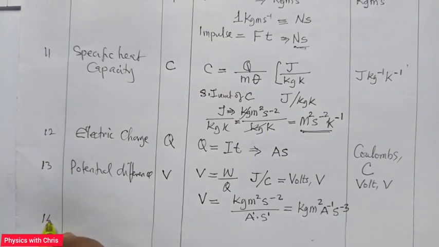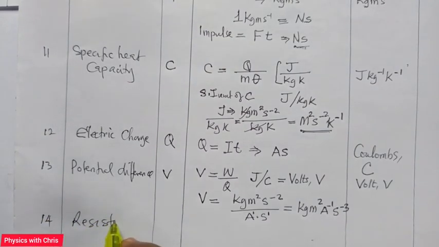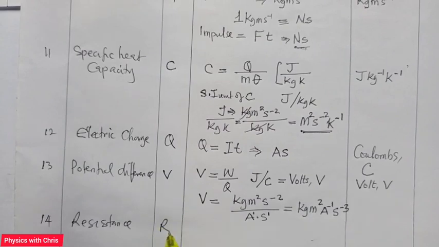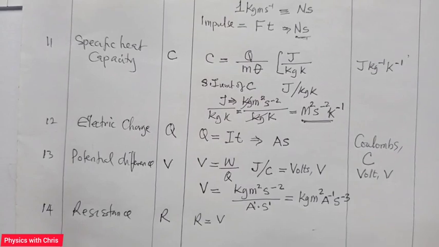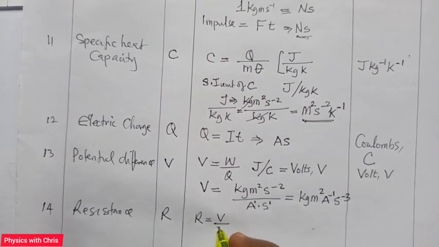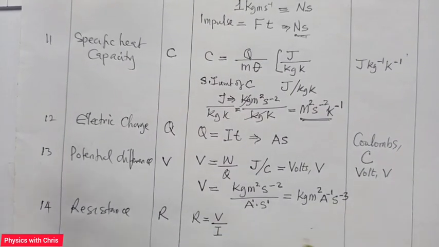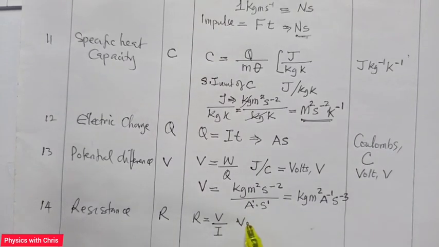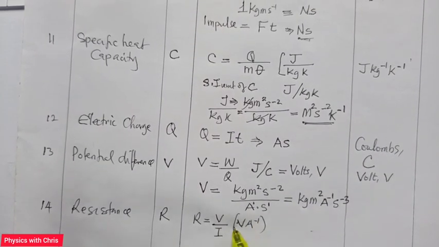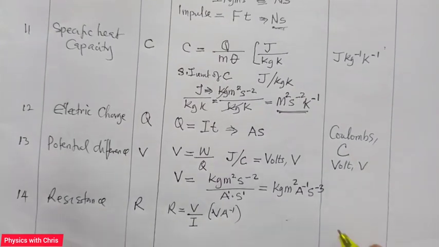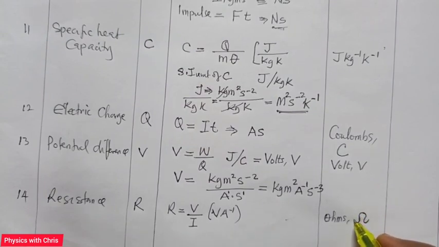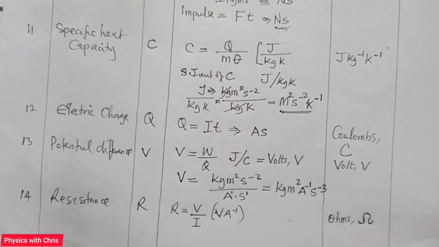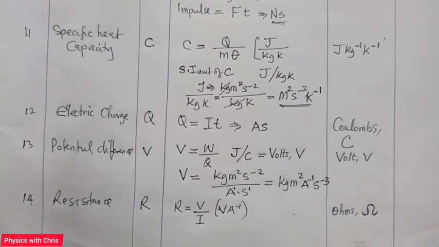However, if you are asked to derive the unit of resistance, the symbol is R. Resistance is defined as the potential difference between the terminals of the conductor or resistor over the current flowing through it. So we have volt per amp as the derived unit of resistance, but the SI unit is the ohm. The symbol is the uppercase omega, the last letter of the Greek alphabet.